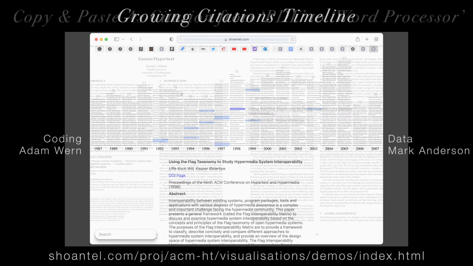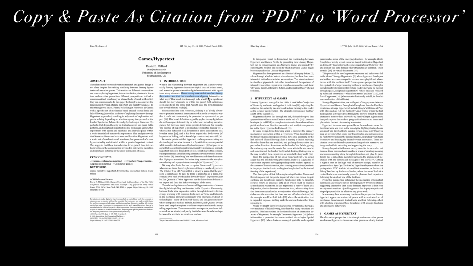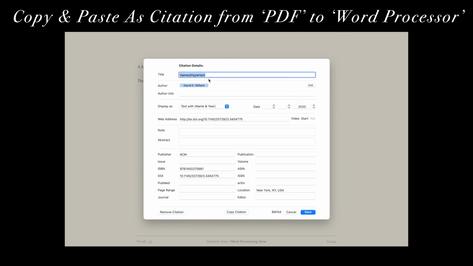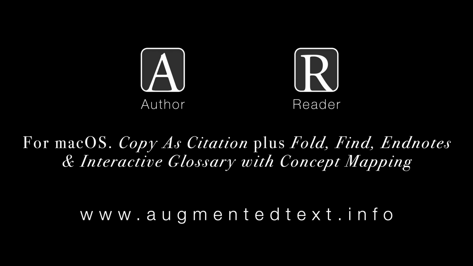We've also enabled such things as from a PDF, you can copy text, paste it in a word processor as a citation, because the copy clipboard includes the selected text and the BibTeX part of the Visual-Meta. This is shipping in our software Author, which is, of course, the writing part, and Reader, which is the reading part. Many other features that are Visual-Meta related, including folding, finding, interactive glossary, and concept mapping.